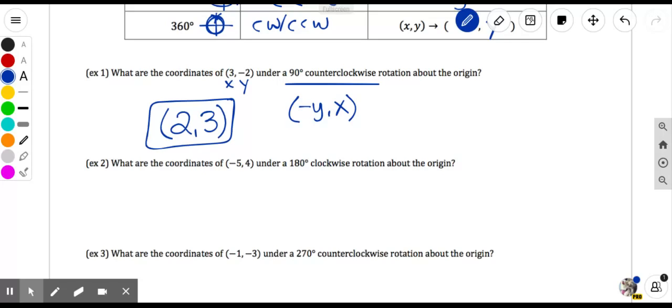Next, coordinates of (-5, 4) under a 180 clockwise rotation. So 180 is -x, -y. If this is x and y, they're not switching spots this time. They're just both switching signs. So it's going to be (5, -4).